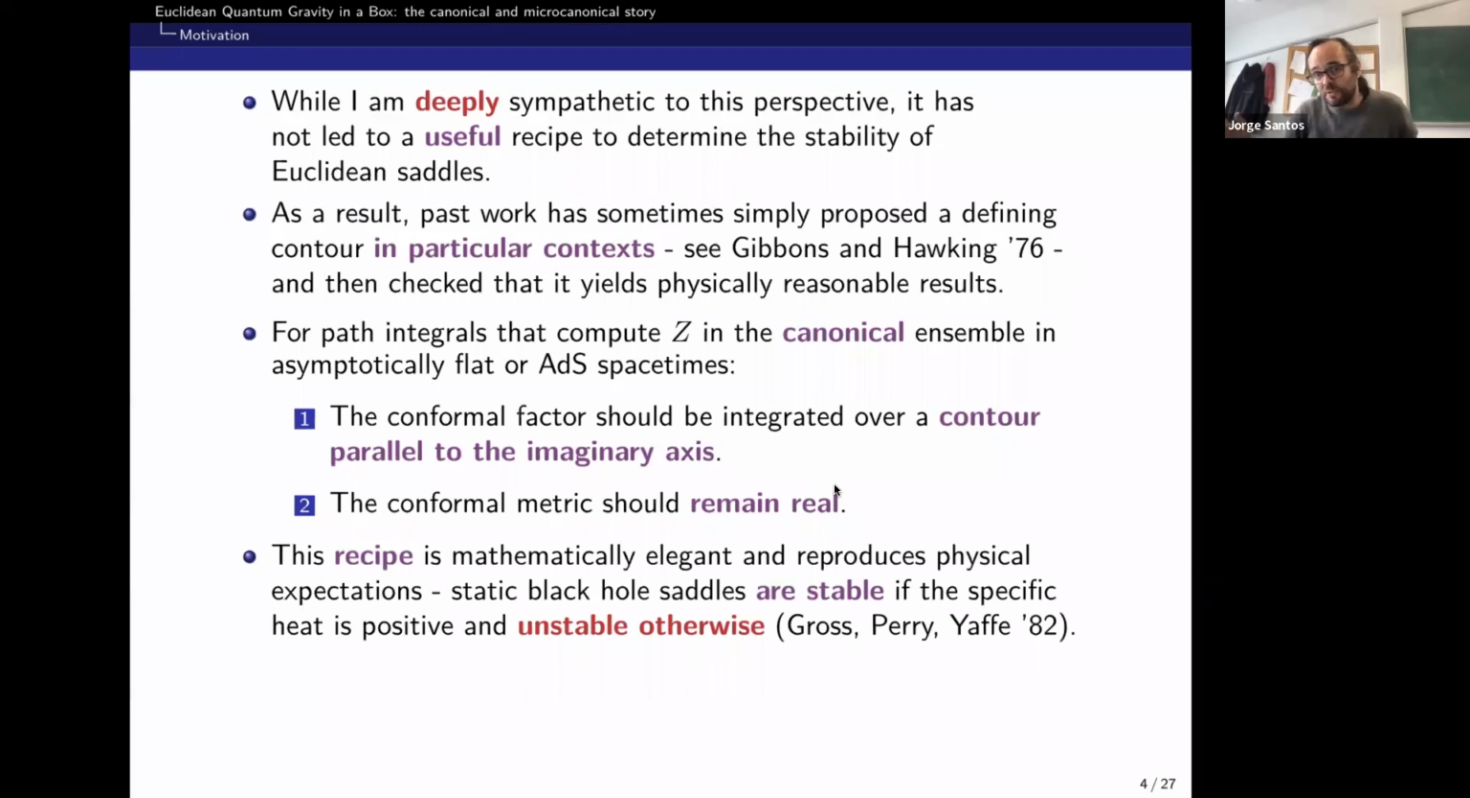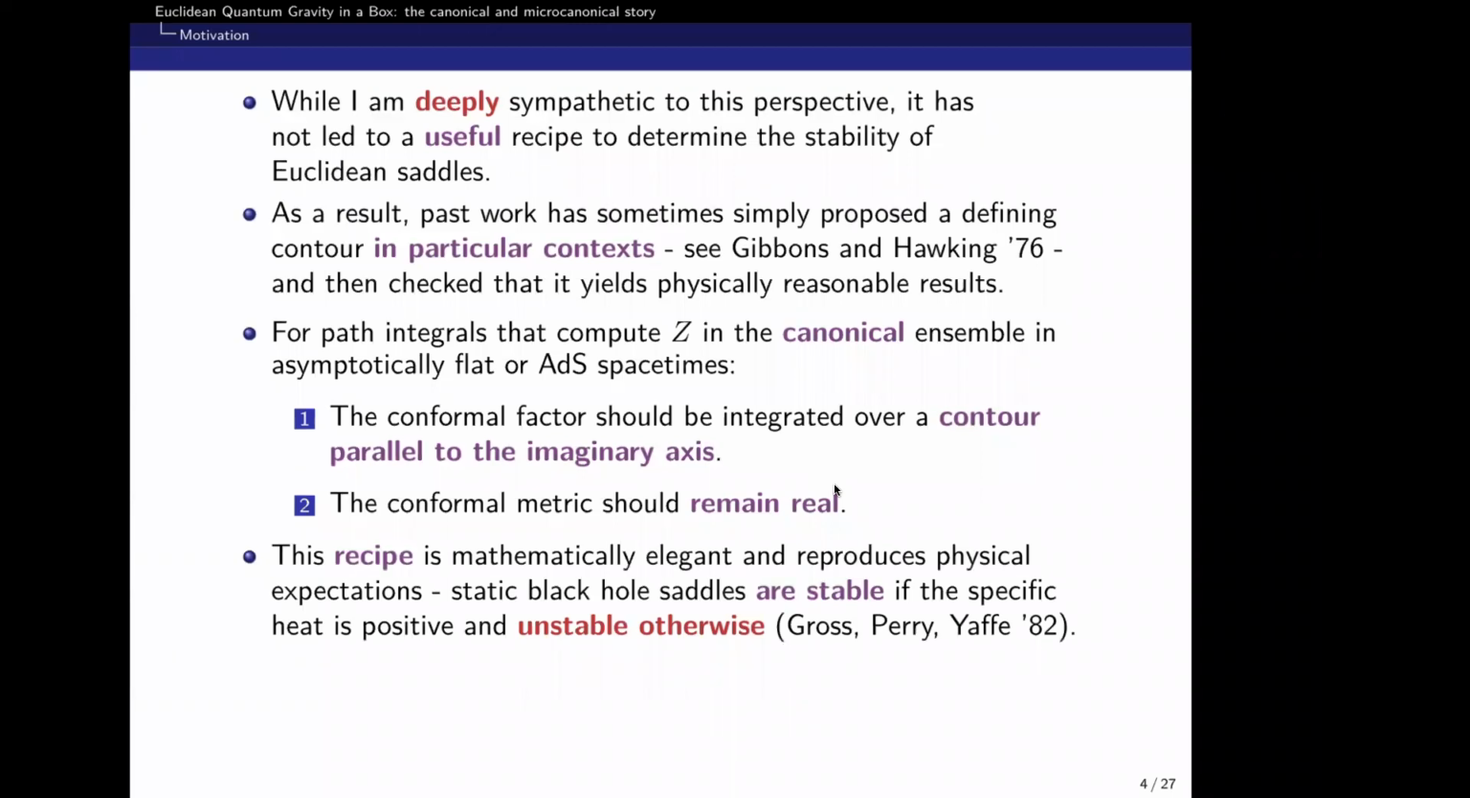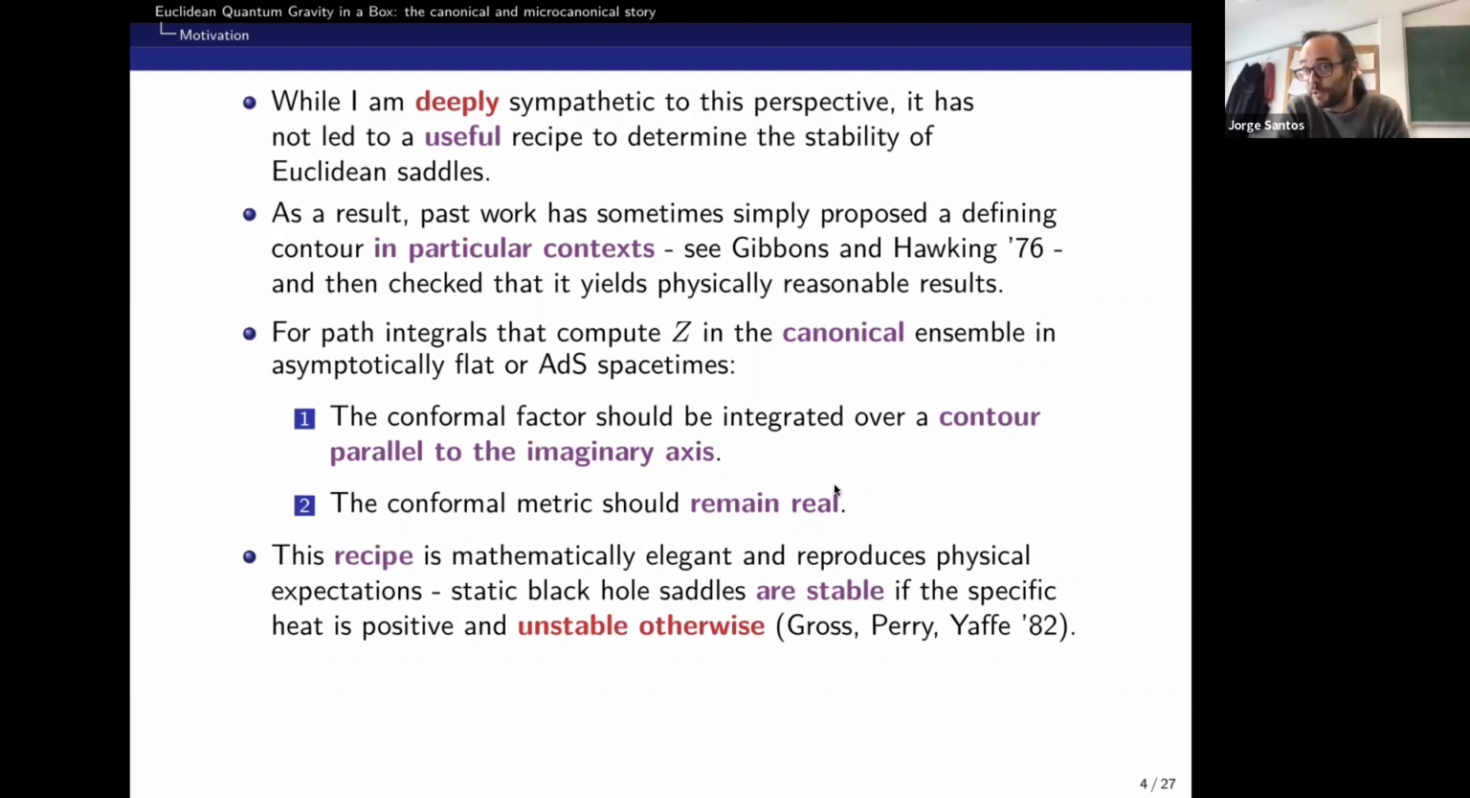Now, this recipe for some is mathematically elegant, okay? And it reproduces physical expectations. So let me give you a physical expectation. We expect the Euclidean saddle corresponding to a Schwarzschild black hole, with asymptotically flat boundary conditions, to be unstable, okay? Why do we expect it to be unstable in the canonical ensemble? That's because the specific heat of the Schwarzschild black hole is negative. And because it's negative, we don't expect the Schwarzschild black hole to be a stable saddle in the canonical ensemble.